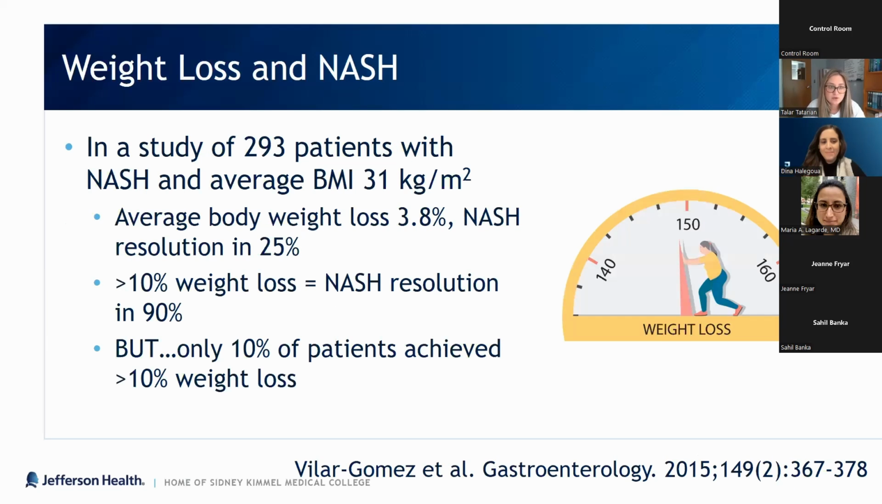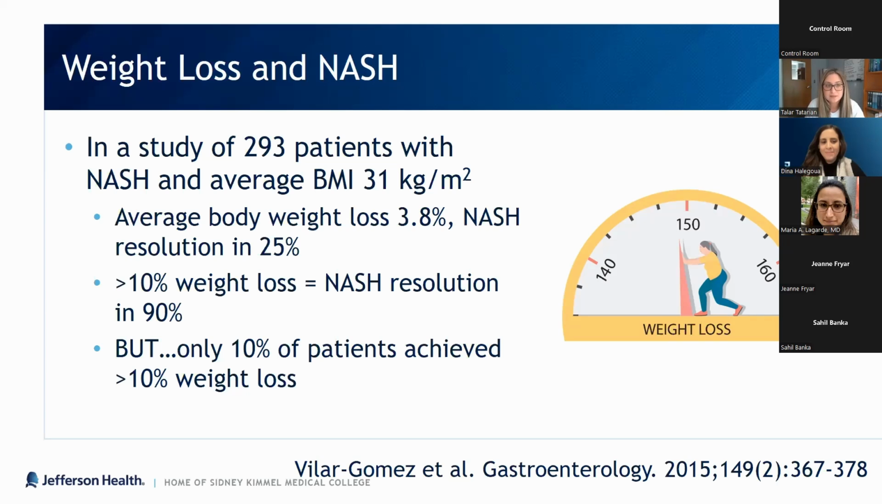This was another study that showed that in almost 300 patients that had NASH and an average BMI around 31, so considered obesity, using lifestyle modification, the majority of patients were able to lose about 4% of their body weight, which allowed for a resolution in that NASH of about 25%. And when you lost over 10% of your body weight, they saw that up to 90% of these patients were having almost complete resolution of their NASH. Now, the catch, though, is that of these 300 patients, only about 10% of them were able to achieve that degree of weight loss.